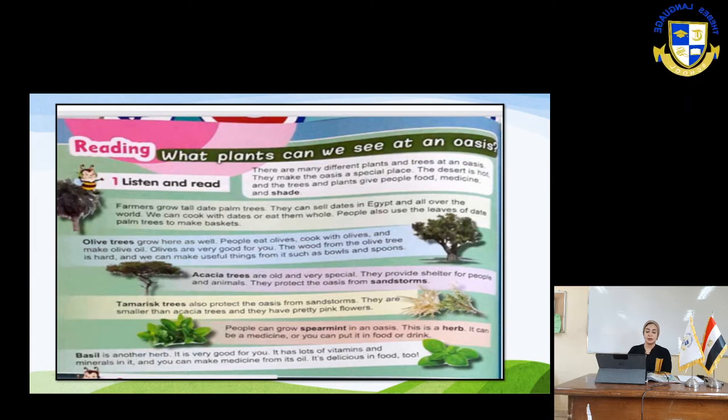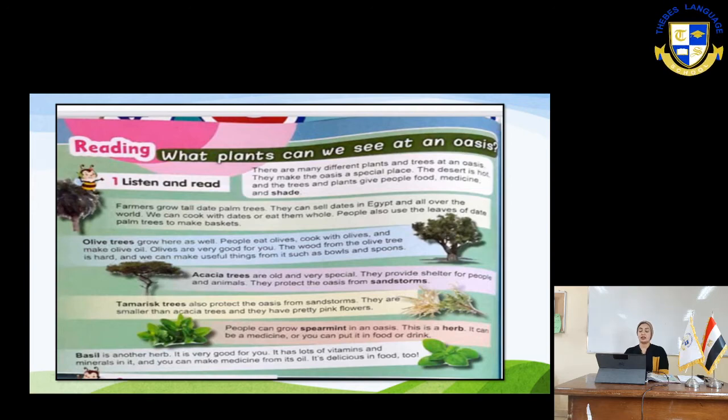People can grow spearmint in an oasis. This is a herb. It can be a medicine, or you can put it in food or drink. The last plant here is basil. It is another herb. It's very good for you. It has lots of vitamins and minerals in it, and you can make medicines from its oil. It's delicious in food too.